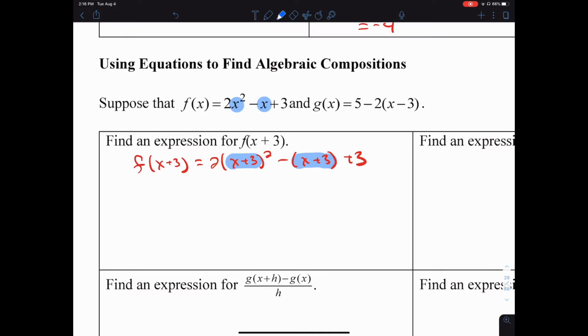When you substitute, use parentheses. This is a great example of this problem here, that if you don't use parentheses, your answer is going to be wildly wrong for a couple different reasons.